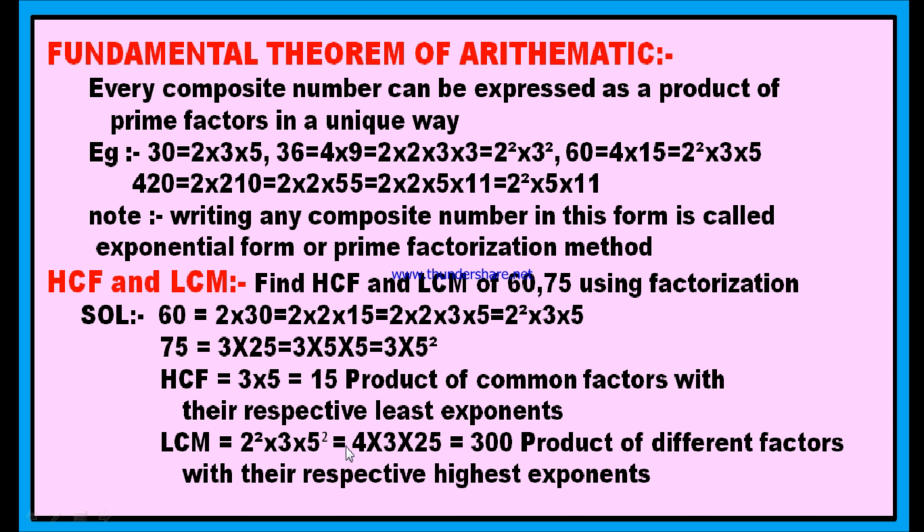2 square is 4, and this is 3. 5 square is 25. 4 into 3 into 25. 4 into 25 is 100, into 3 is 300. Therefore, the product of different factors with their respective highest exponents is LCM, and the product of common factors with their respective least exponents is HCF.